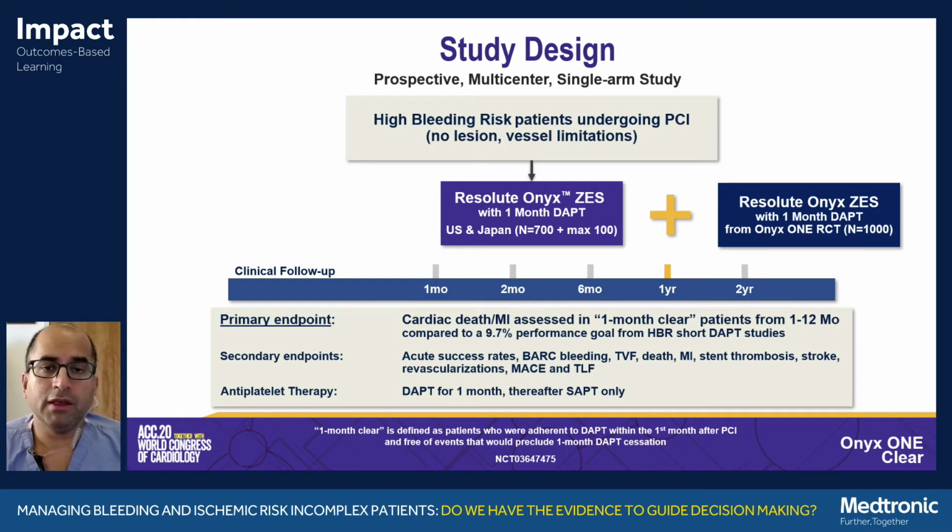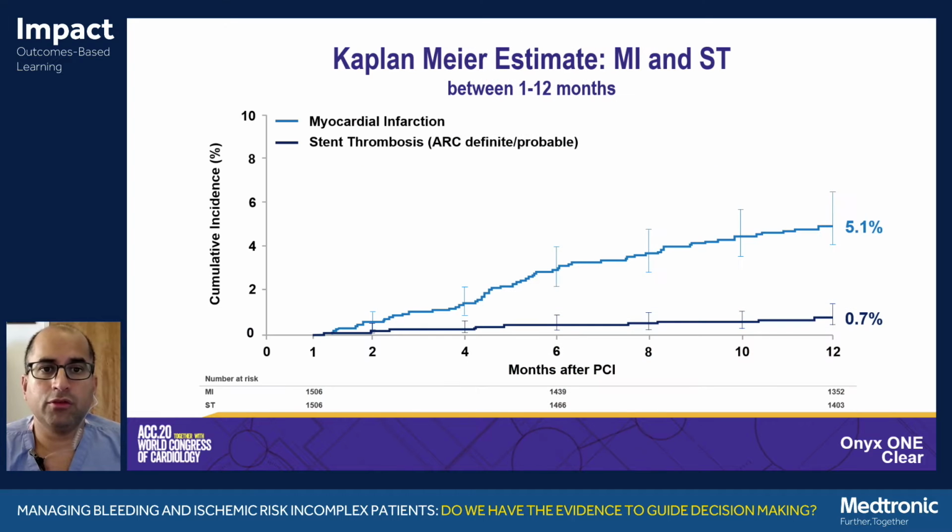So what we then did is we extended the results of the Onyx 1 randomized trial and enrolled patients in the US predominantly, but also some in Japan, an additional 700 patients. And in combining the results of the Onyx patients in the US and Japan with those in the randomized trial, we have an evaluable sample subset of 1,506 patients. And then we did a comparison to historical controls to determine whether that would be acceptable and safe for patients in whom DAPT was discontinued at a month. Next slide, please. And in this analysis, what we showed was the overall rates of stent thrombosis were low, overall rates of myocardial infarction were acceptable.